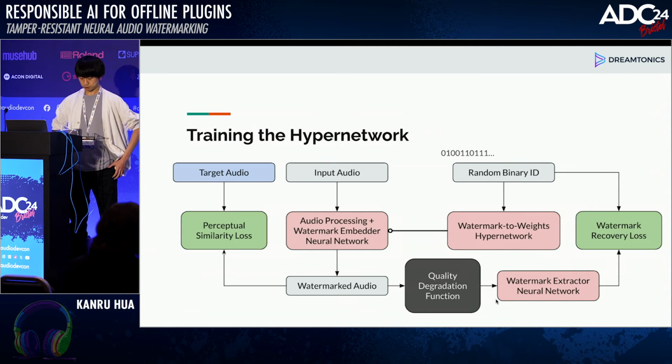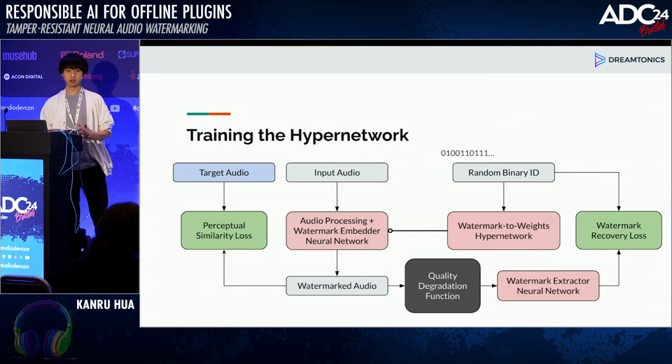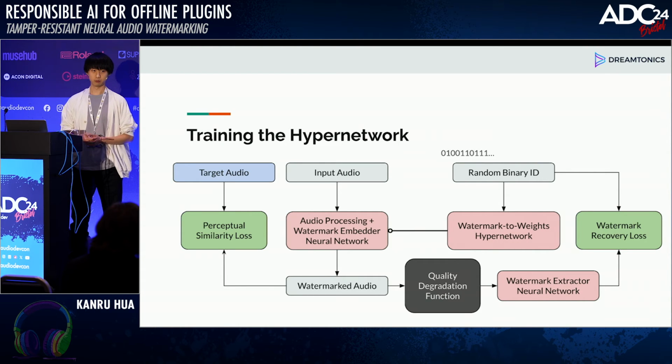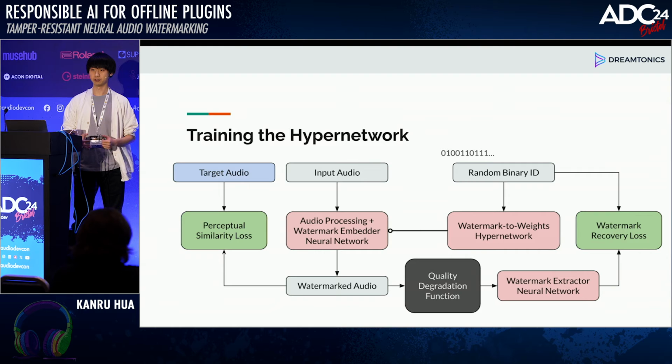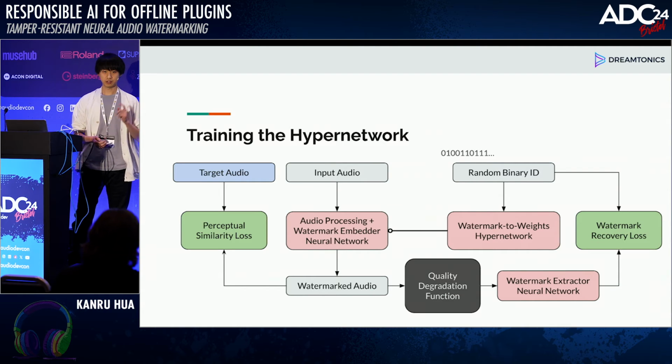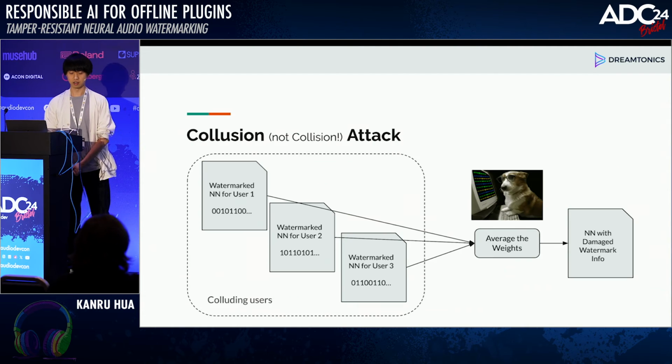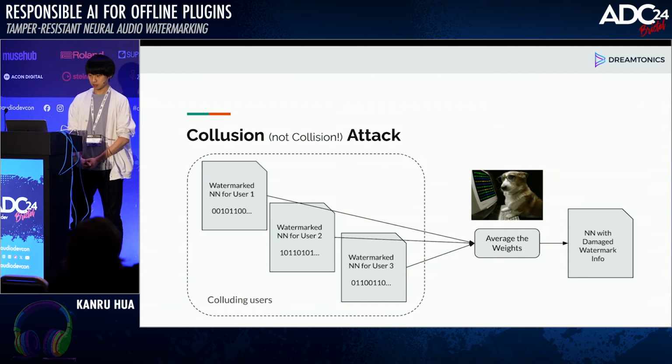So the Hypernetwork approach does infuse all parts inside the same network, but so far we have one assumption: that neural networks can be treated as a black box. So we're assuming that there's no way to modify the network itself to rip off the audio watermarking feature. But there actually is a way to do it. It's called collusion attack. Collusion, not collation.